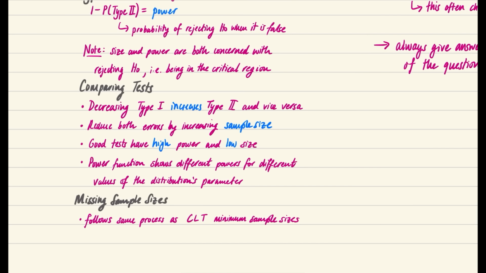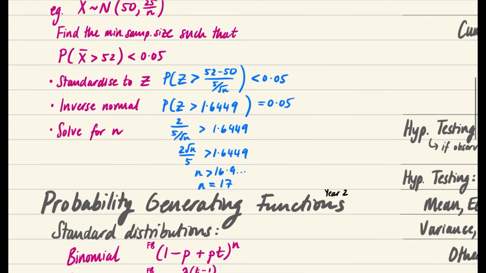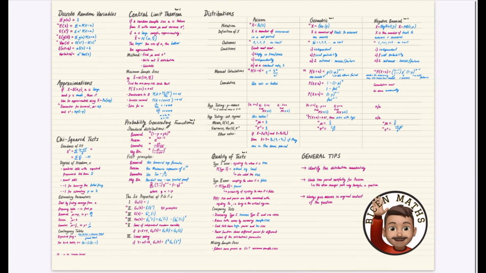I haven't seen them ask anything about a power function before, but a power function basically just shows different powers for different values of the distribution's parameter. And it's pretty straightforward when you actually look at it with some examples. If you do have anything to do with missing sample sizes, it follows the same process as the central limit theorem minimum sample sizes, which was this part that we've got up here. So you do that standardizing and inverse normal, and you'll see lots of these horrible fractions within fractions. So be aware that you might be coming up with that as well.